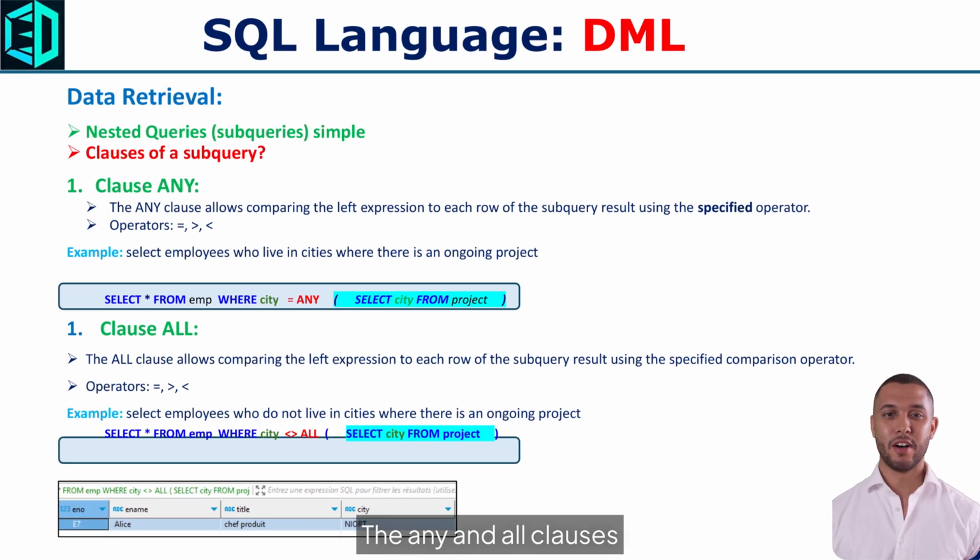The any and all clauses in subqueries allow for comparison across subquery results. Any checks if any row matches, while all requires all rows to match, providing nuanced data selection options.